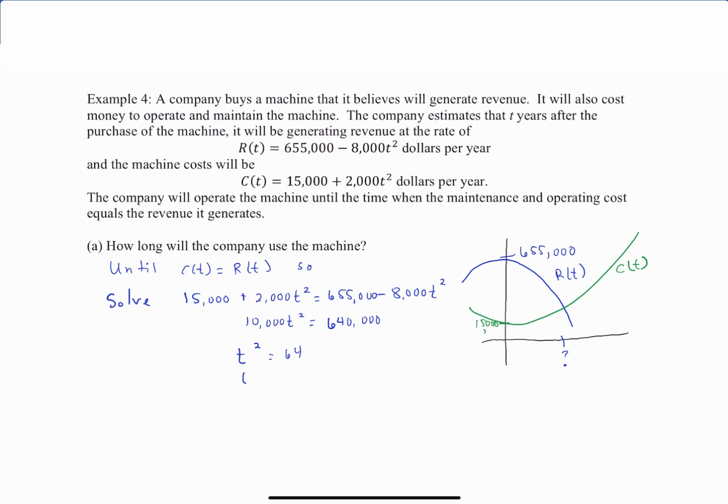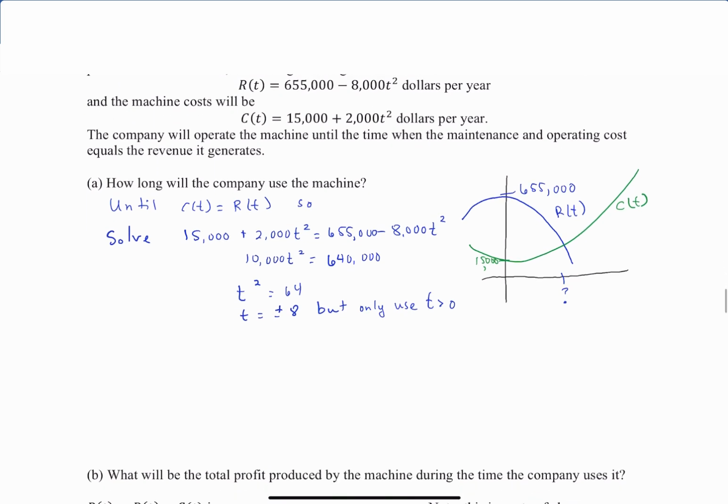So t would be plus or minus 8, but we're only interested in positive t values. Right, because t is representing how long after the purchase it is. And we can't go back before the purchase. So the t we're interested in is positive 8 years.